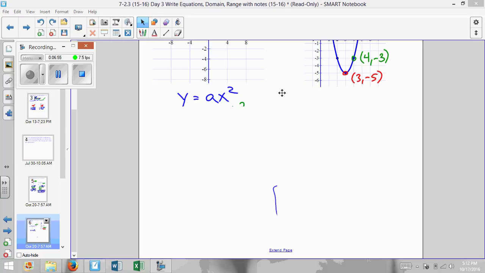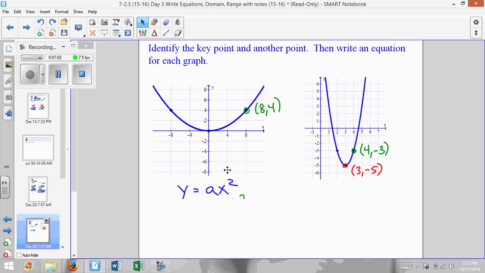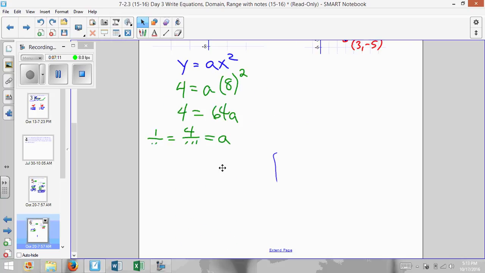All right, and once we have our generic function, we're going to plug in our values. So up above here, we had this point, (8, 4). So 8 goes in for x, 4 goes in for y. Let's try it. So 8 squared, 64, divide by 64. Here it is. So a is 1/16, so plug it back into the equation.